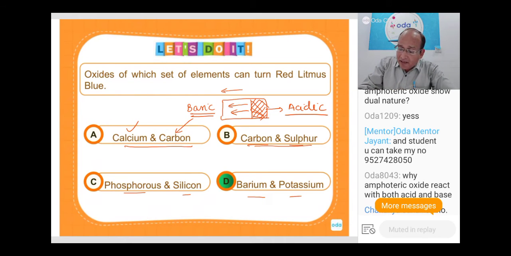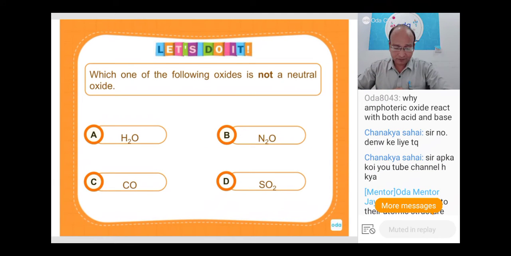And what about barium and potassium? Barium and potassium कहाँ होते हैं? Potassium इधर alkali metal में होगा, barium भी इधर ही होगा. They are on the left hand side. Left hand side में जो element है, middle में जो element है, they will form basic oxide. Metals form basic oxide. Both are metals. I hope this is clear to everyone. Let's move on to the next problem.